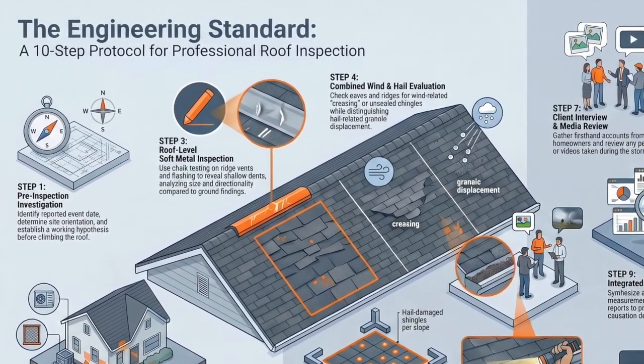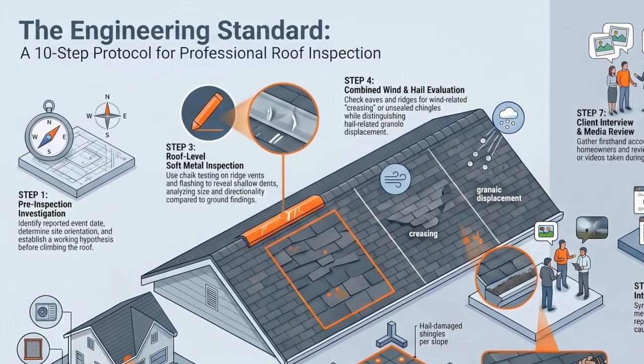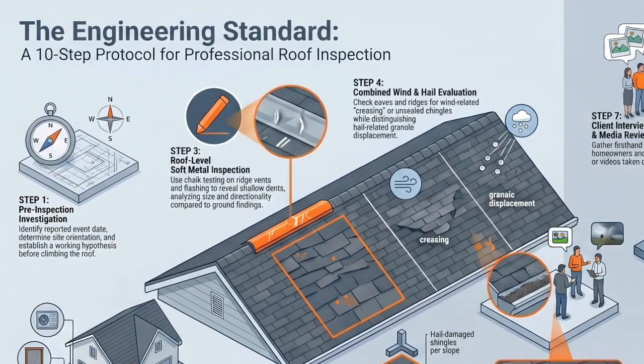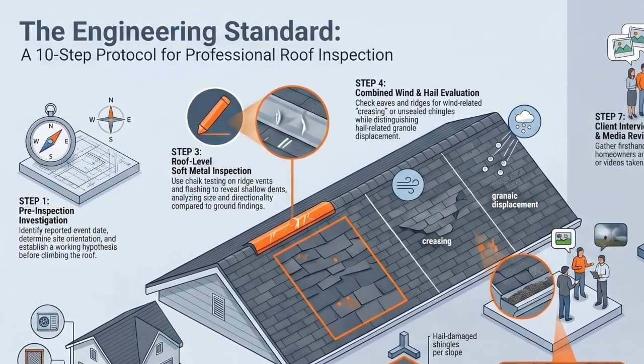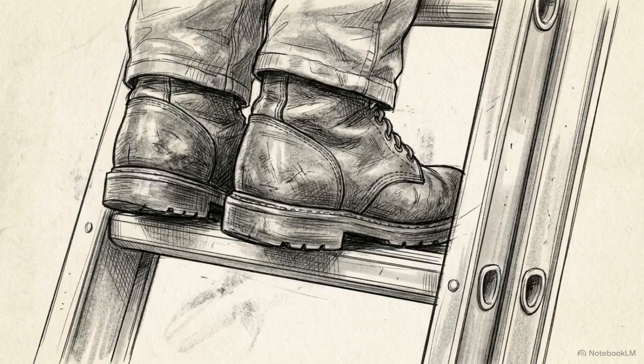Because reading through Gessner's methodology, I realized just how incredibly complex the physical environment of your house really is. Oh, absolutely. If you've ever had someone knock on your front door after a thunderstorm offering a free roof inspection, they probably just threw a ladder against your gutters, climbed up, and started looking for missing shingles. Yeah, which is a massive rookie mistake. Right. This framework insists that jumping straight onto the roof is the wrong move. It is the absolute fastest way to compromise an investigation.